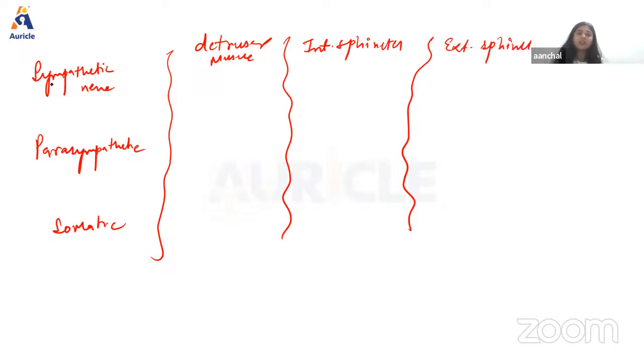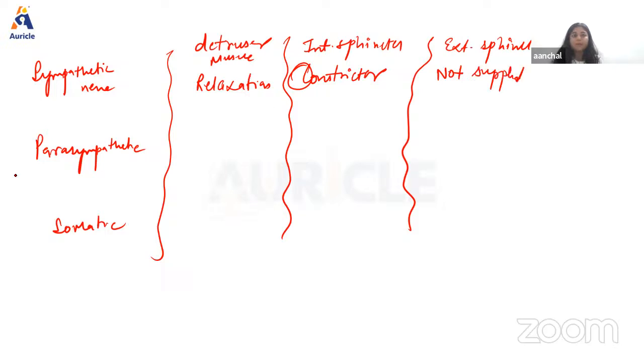Whenever sympathetic nerves act on the detrusor muscle, they cause relaxation of the detrusor muscle. As the detrusor muscle relaxes, there is constriction of the internal sphincter. Constriction means it remains closed. The sympathetic nerve does not supply the external sphincter.